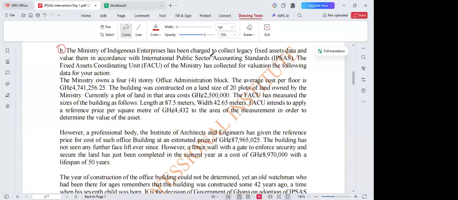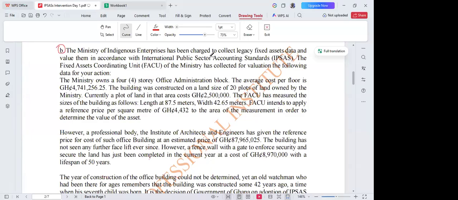The building was constructed on a land size of 20 plots of land owned by the ministry. Currently, a plot of land in that area costs 2,500,000. The FACU has measured the size of the building as follows: length 87.5 meters, width 42.65 meters. FACU intends to apply a reference price per square meter of 432,000 to the area of measurement in order to determine the value of the asset.